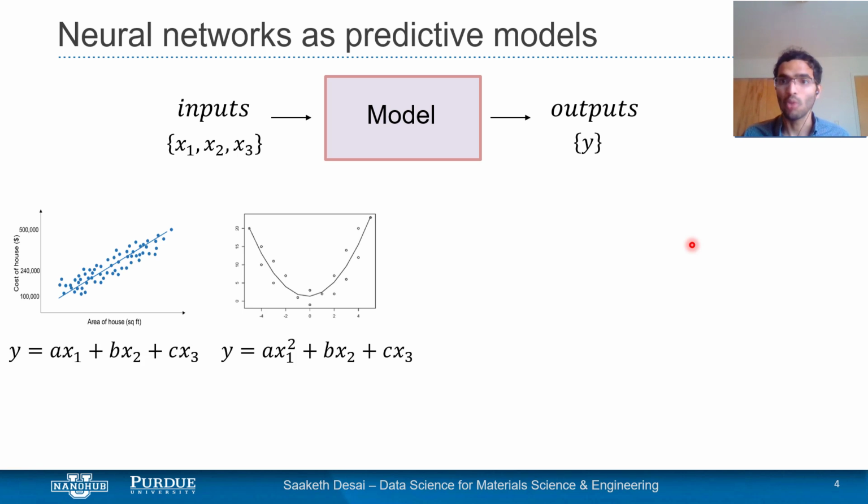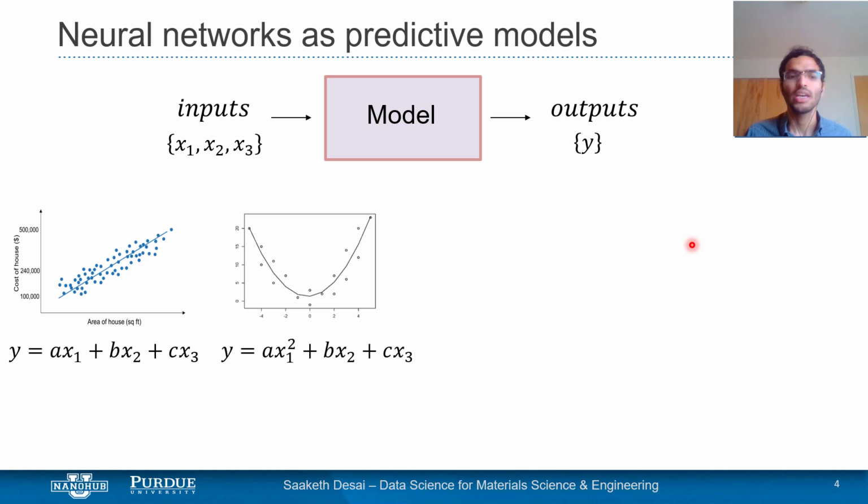The previous module talked about linear regression, where you fit a linear model to the dataset. So for instance, y is ax1 plus bx2 plus cx3. A, B, and C are the coefficients of our linear model in this case. An example of this could be predicting the cost of a house given the area.